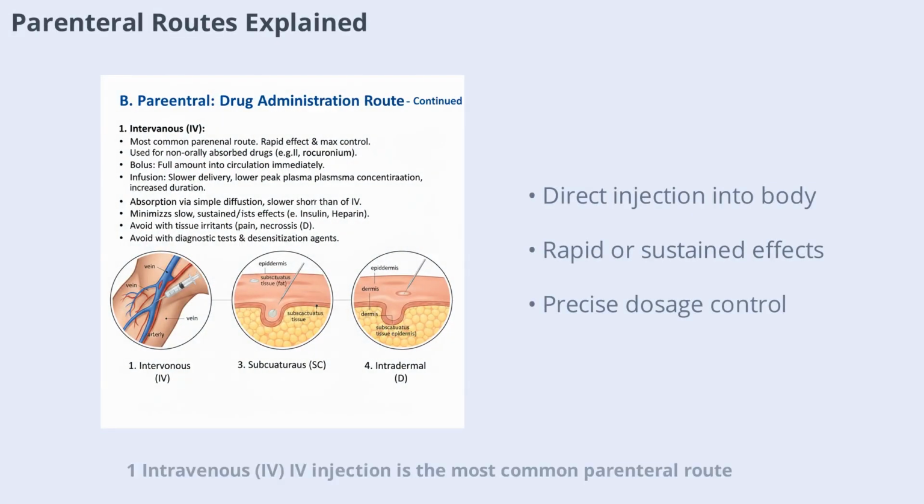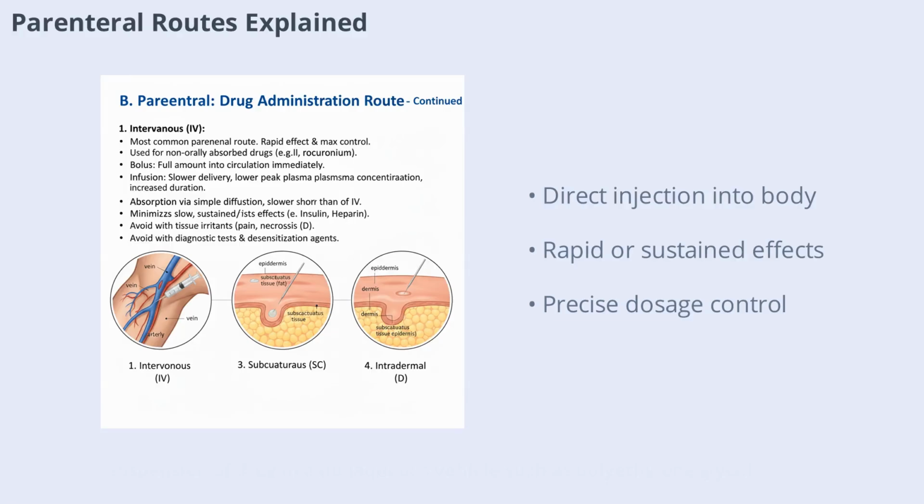1. Intravenous, IV. IV injection is the most common parenteral route. It is useful for drugs that are not absorbed orally, such as the neuromuscular blocker rocuronium. IV delivery permits a rapid effect and a maximum degree of control over the amount of drug delivered. When injected as a bolus, the full amount of drug is delivered to the systemic circulation almost immediately. If administered as an IV infusion, the drug is infused over a longer period, resulting in lower peak plasma concentrations and an increased duration of circulating drug.